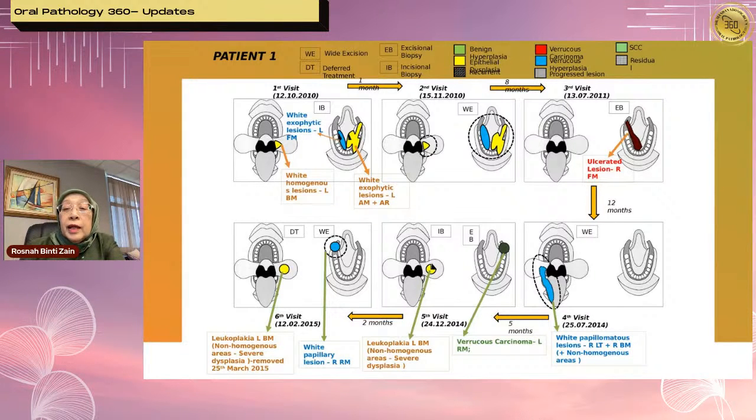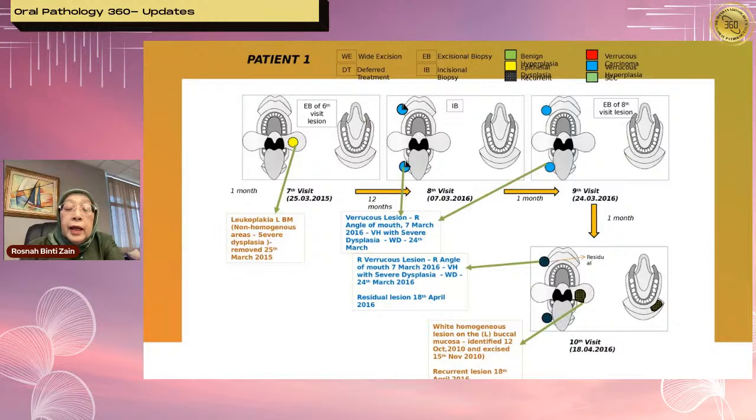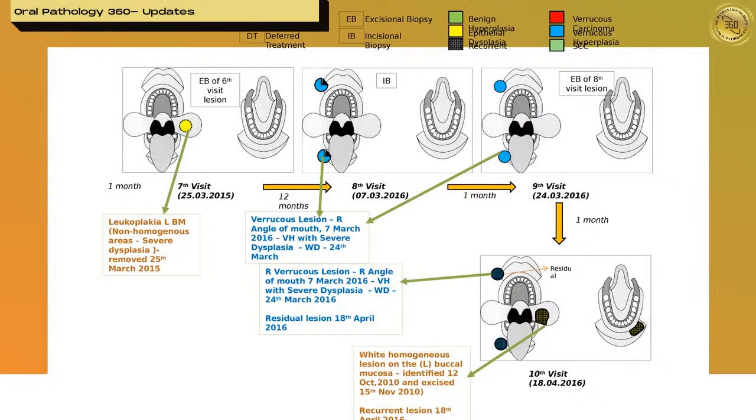So we move on to the next one. And here, this is when this was removed. And then later, there is a development of a verrucous lesion at the commissure angle of the mouth. And this turned out to be verrucous hyperplasia with severe dysplasia. So that's at the eighth visit. And at the ninth visit, an excisional biopsy was done.